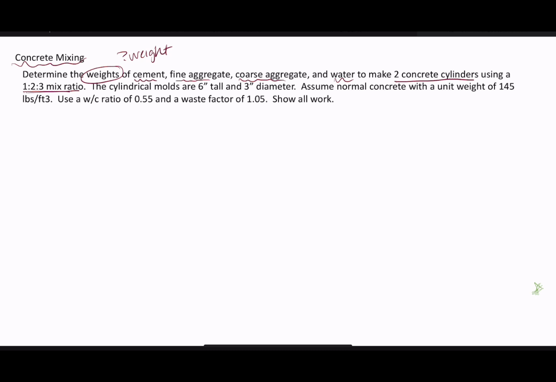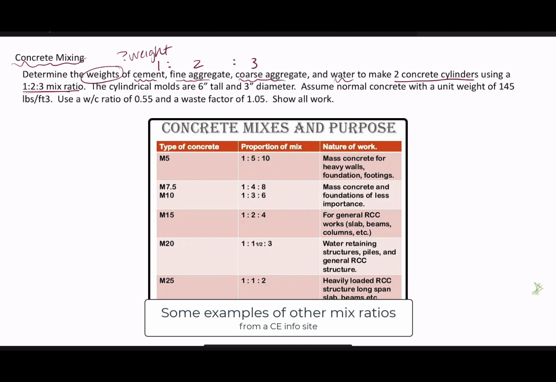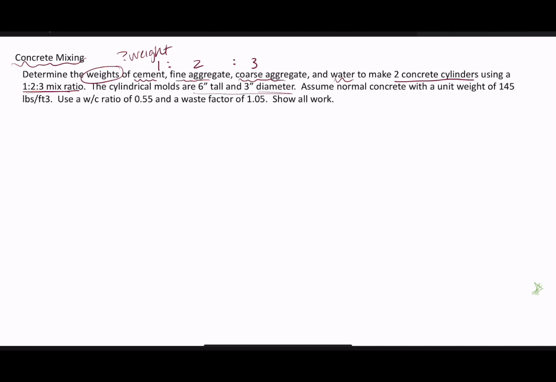Now, when we say 1:2:3 mix ratio, the mix ratio is cement to fine aggregate to coarse aggregate, in a mass-based ratio. It says that the cylindrical molds are 6 inches tall and 3 inches in diameter. We're going to assume this is normal concrete with a unit weight of 145 pounds per foot cubed. Use a water to cement ratio of 0.55 and a waste factor of 1.05. Show all work.